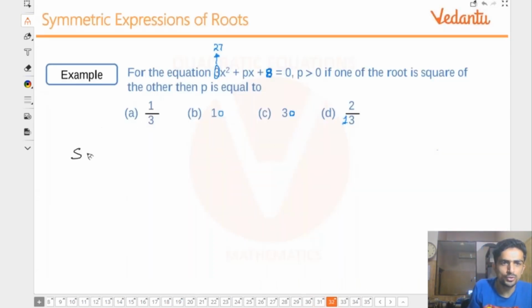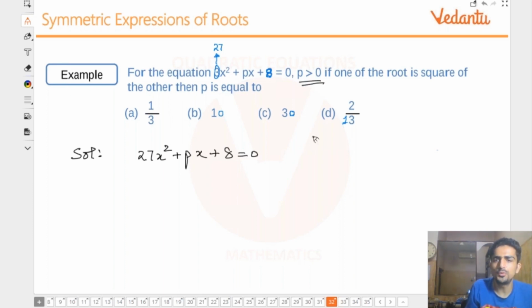Okay, now you do this question. Let me just write it neatly. The equation is 27x square plus px plus 8 equal to 0. p is given to be positive, and the condition is that one root is the square of the other, so the roots are alpha and alpha square. You have to find p. Do it. Now this is a bit better, but still a very easy question. Try it. Okay guys, let me do it.